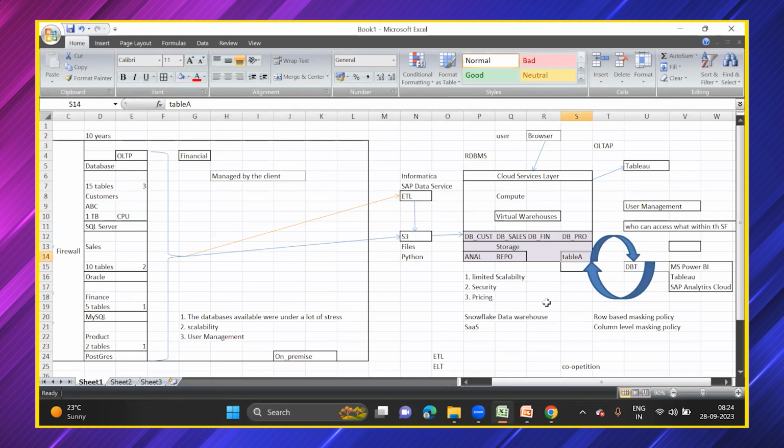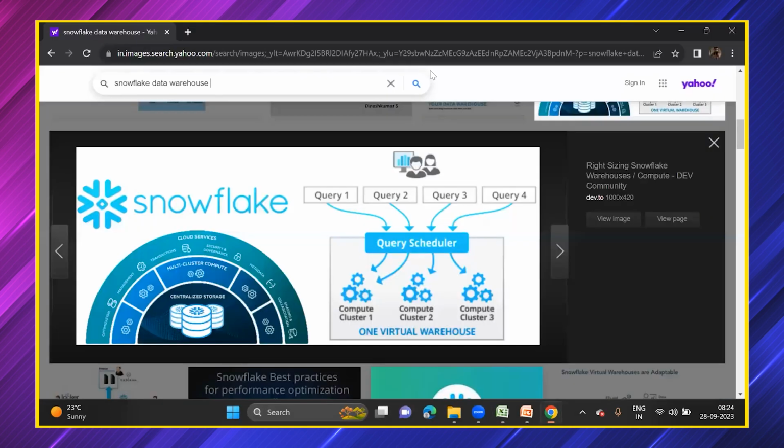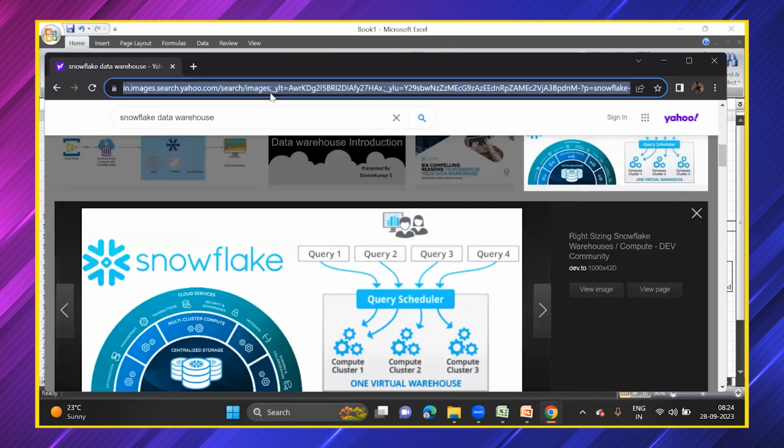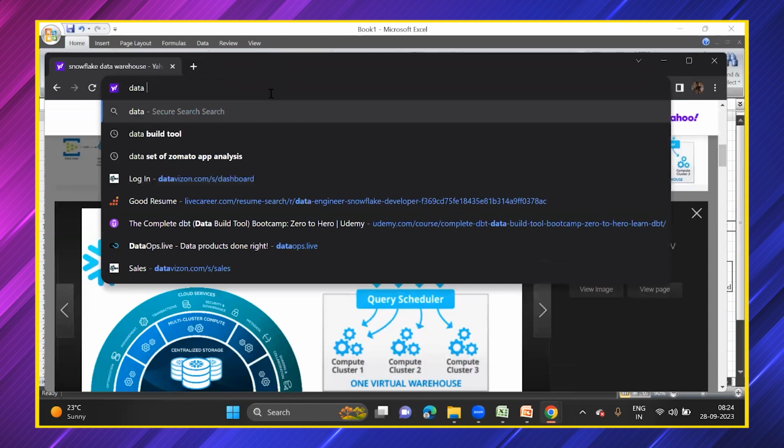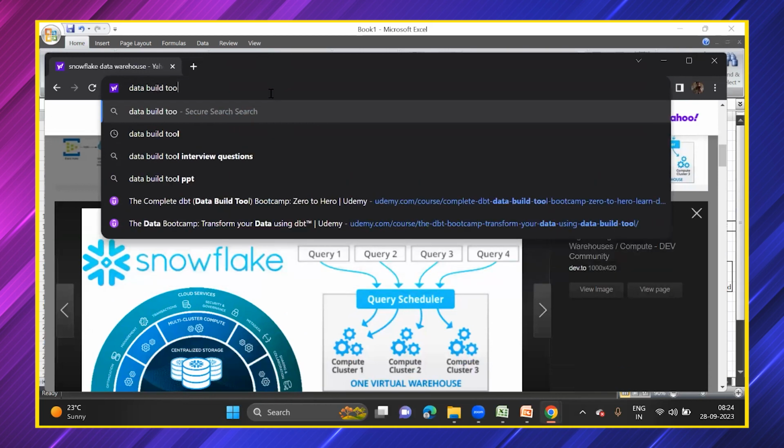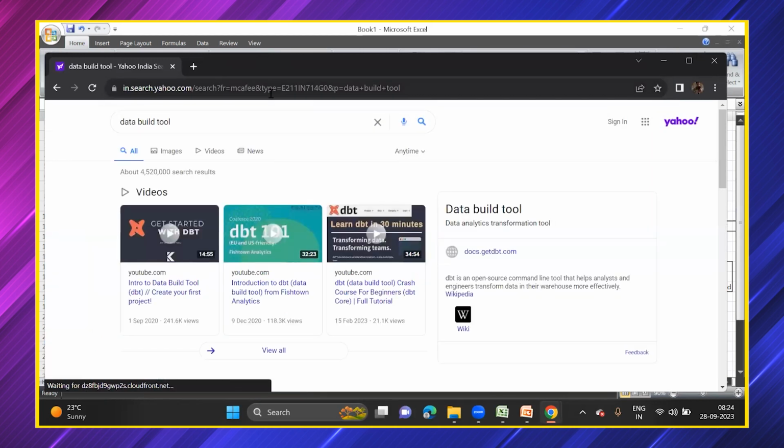Is DBT a cloud-based tool or what? Yes, a cloud-based ELT solution. I will show you that as well. I usually do not find the specific website I look for. If I say data build tool, by the way, for those who are uninitiated, DBT's full form is data build tool.